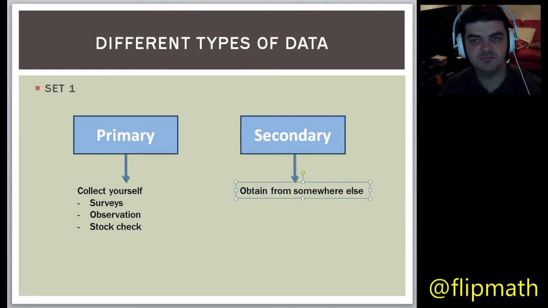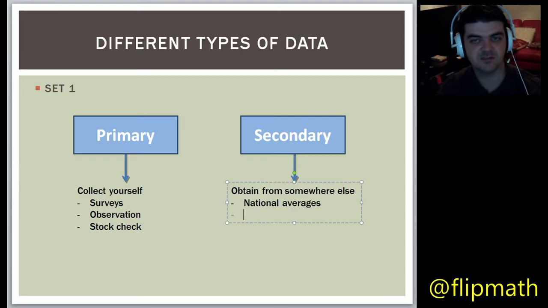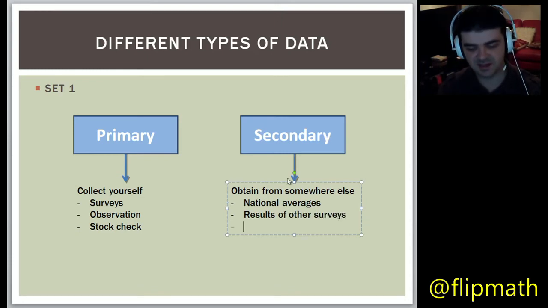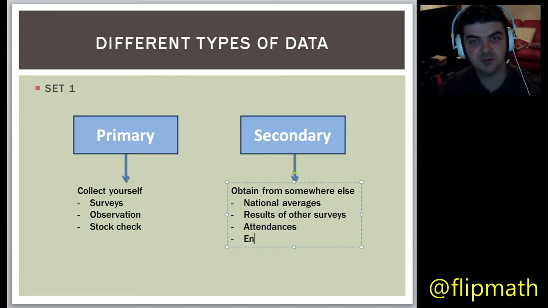Something like, there are national averages kept of things. You could get results of other surveys. It can even be things like attendances. So attendance is usually recorded by other people. Enrollment forms, enrollment data can be secondary data.